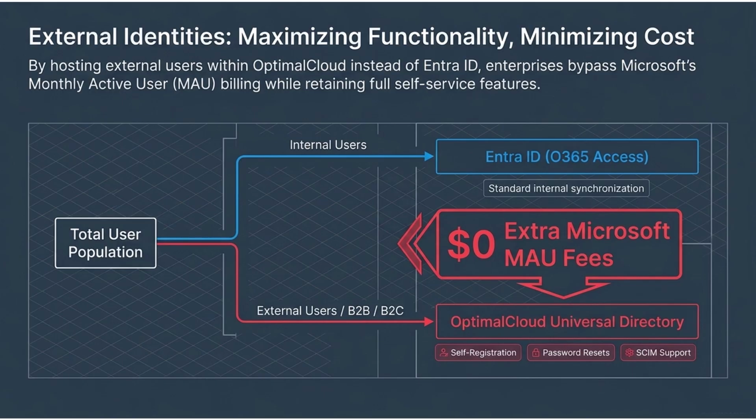You bypass it entirely. But if you do that, do those external users lose out on enterprise features? Like, is it a downgraded experience? They don't. The Universal Directory still provides full self-service features for those users. You retain self-registration, password resets, and automated provisioning. Oh, nice. You keep the enterprise-grade identity lifecycle for the external users, but at a drastically reduced cost footprint because you aren't paying for features they will never touch. That is a massive architectural win.